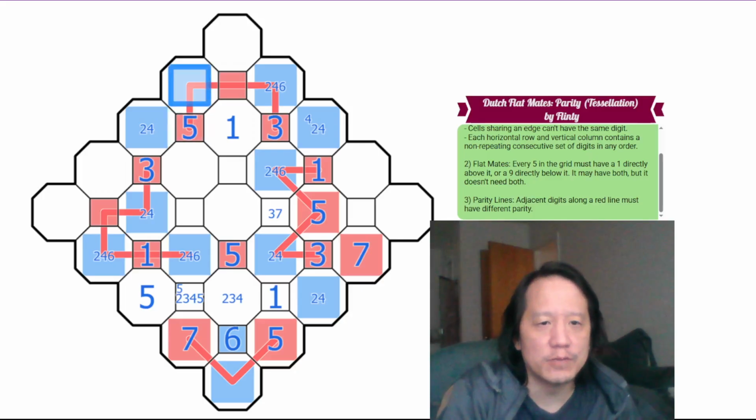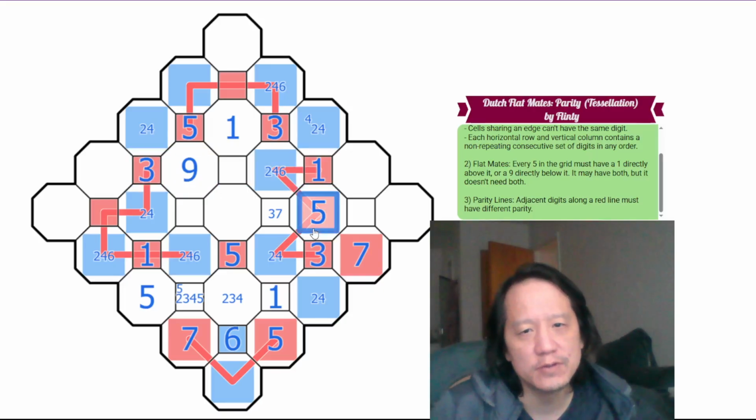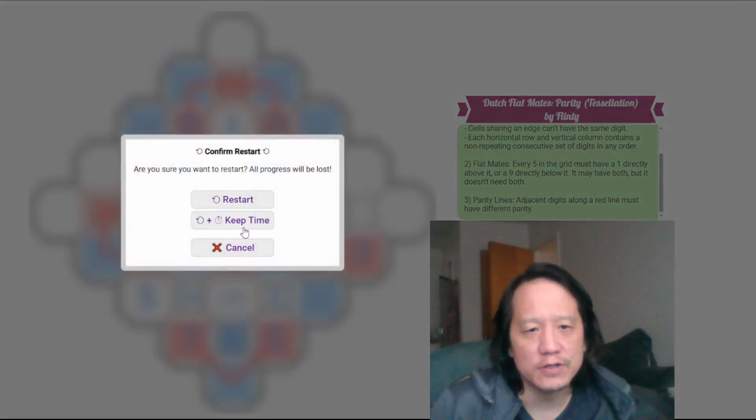5 has to have a 1 above it or a 9 below it. It cannot have a 1 above it because this is a 1, so this is 9. And we have a contradiction. Okay, we messed something up. Let me restart.